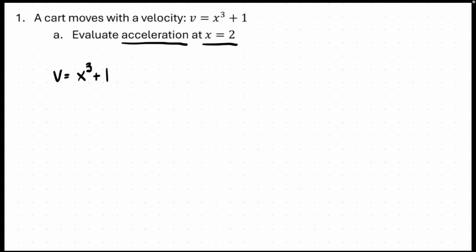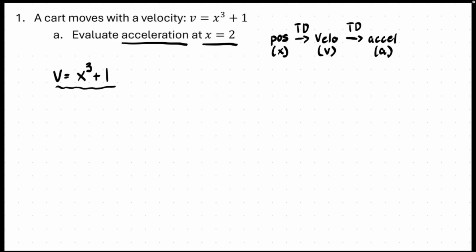A little review. If you remember, to go from position, which is x, we take a time derivative and we get to velocity, which is v. And then if we do another time derivative, we can get to acceleration, a. So how can we do this? You would think, just based on the last video, that we could just take the first derivative of this function, and that would give us our acceleration function.